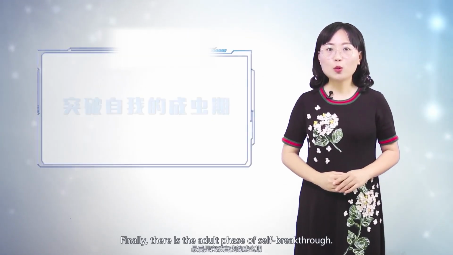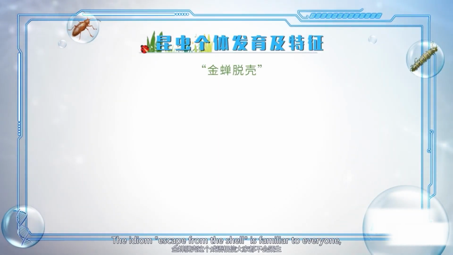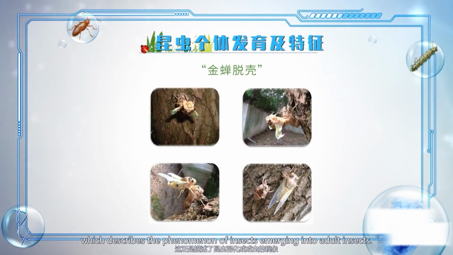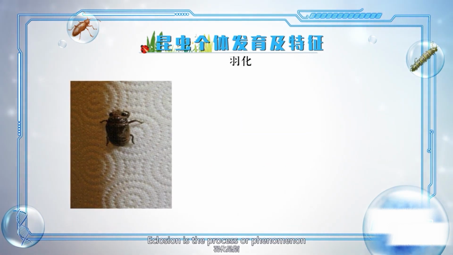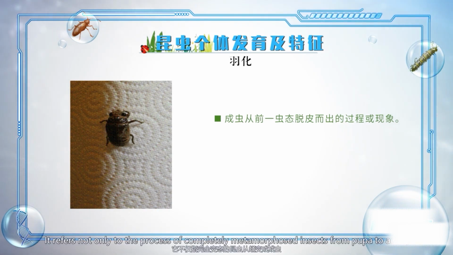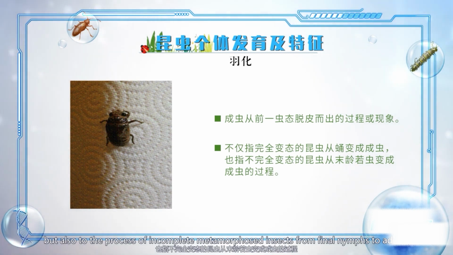Finally, there is the adult phase of self-breakthrough. The idiom, escape from the shell, is familiar to everyone, which describes the phenomenon of insects emerging into adult insects. Eclosion is the process or phenomenon by which an adult insect sheds its skin from its previous state. It refers not only to the process of completely metamorphosed insects from pupa to adult, but also to the process of incomplete metamorphosed insects from final nymphs to adults.